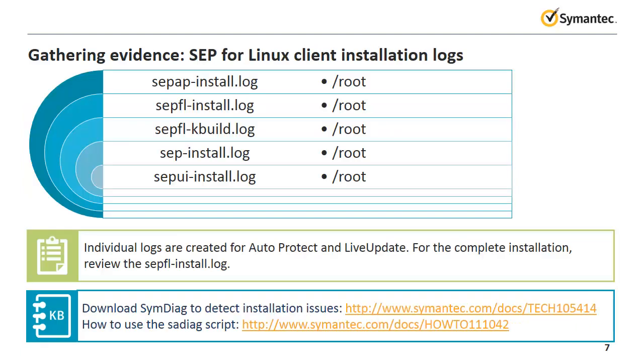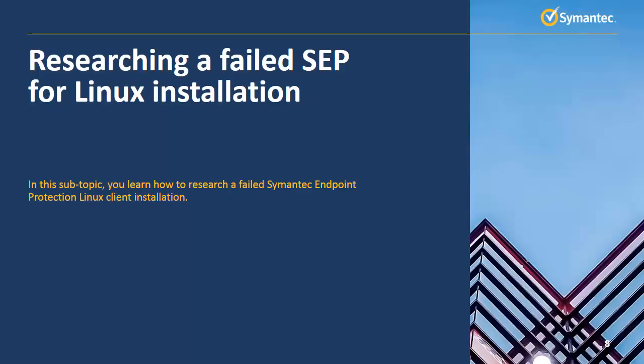During the Gather Evidence phase, you also collect logs. The Symantec Endpoint Protection for Linux client setup records events to the logs listed on the screen. Note the installation creates individual output for AutoProtect and LiveUpdate. For the complete installation, review the sepfl-install.log. Another approach is to run SymDiag or the sadiag script to collect diagnostic information. For more information on this topic, see the KBs listed on the screen.